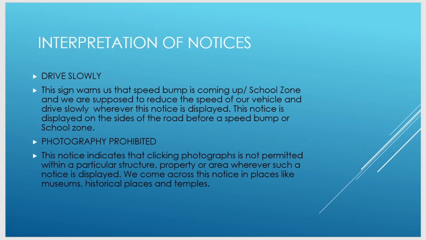So the next example that I picked up for study is drive slowly. Drive slowly. The sign warns us that a speed bump is coming up, or we are crossing a school zone, and we are supposed to reduce the speed of our vehicle and drive slowly wherever this notice is displayed. This notice is displayed on the side of the road before a speed bump or a school zone.